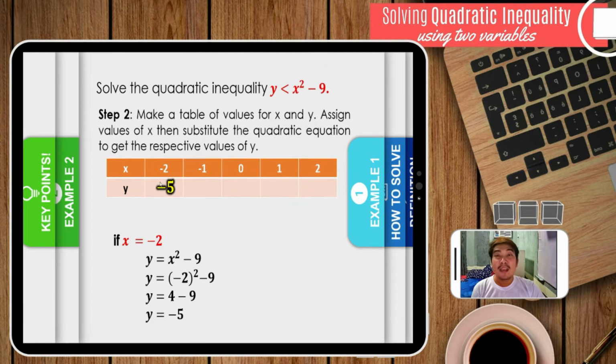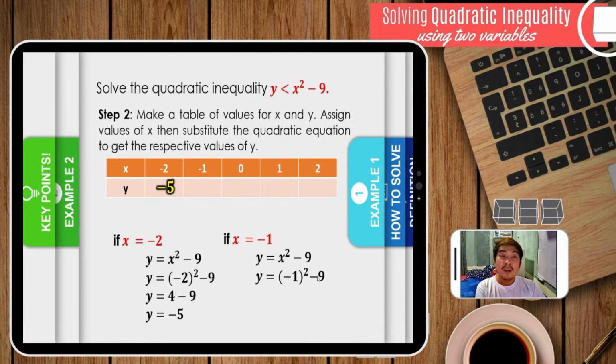So yun yung unang value ni y natin. Okay? So next, doon naman tayo sa pangalawang value ni x, which is negative 1. So if x is equal to negative 1, substitute ulit natin siya sa quadratic equation na nagawa natin kanina. So that will be y is equal to x squared minus 9. Palitan si x ng negative 1. So that will become y is equal to negative 1 squared minus 9. Negative 1 squared is simply positive 1. So therefore, we have y is equal to 1 minus 9. 1 minus 9 is equal to negative 8. So therefore, if x is equal to negative 1, therefore, y is equal to negative 8.